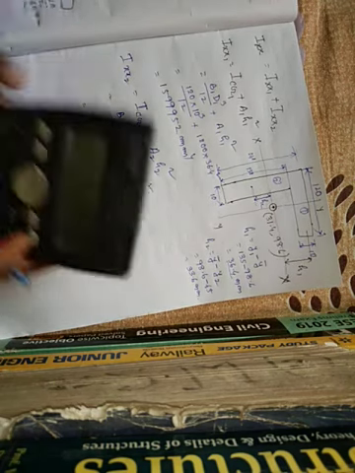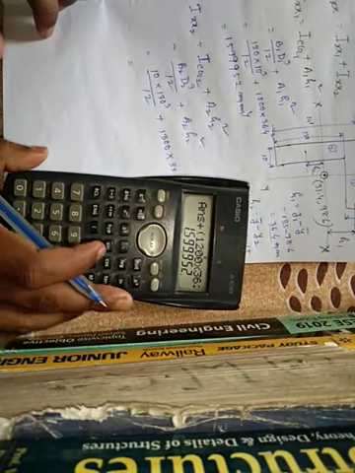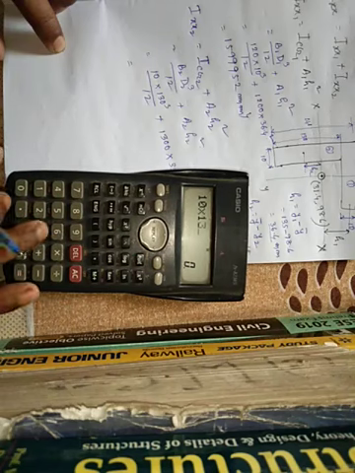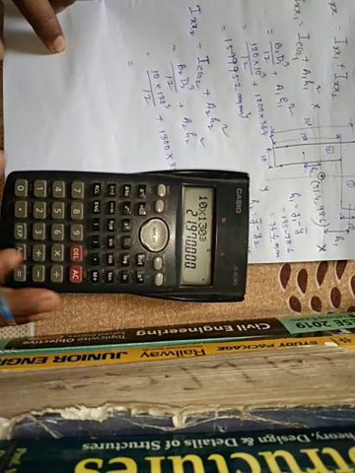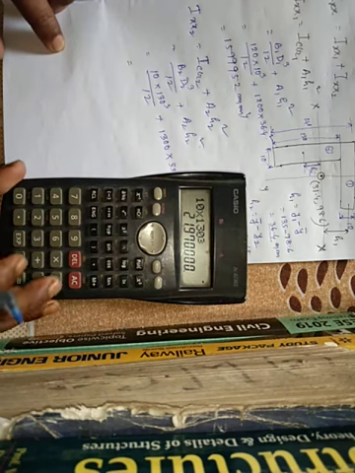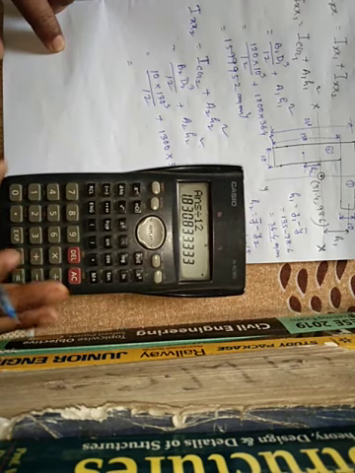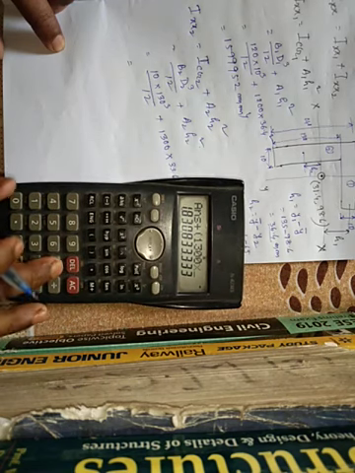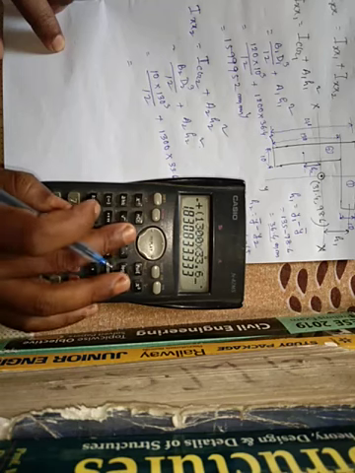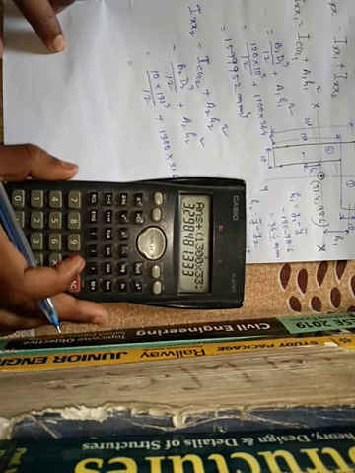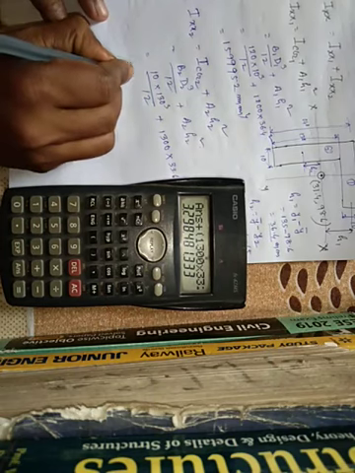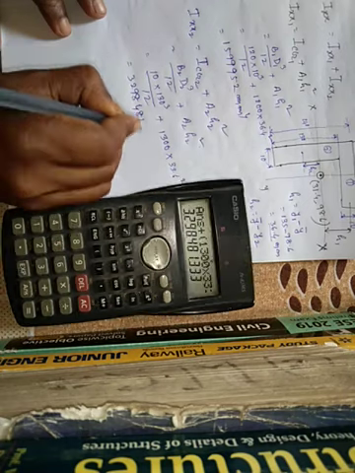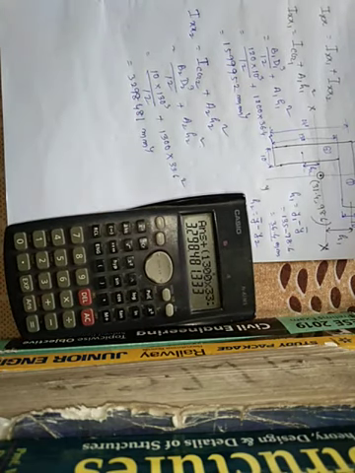This is equal to 10 into 130 cube divided by 12 plus 1300 into 33.6 square. This is equal to 3298481 millimeter to the power 4.